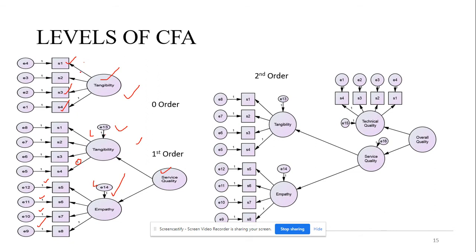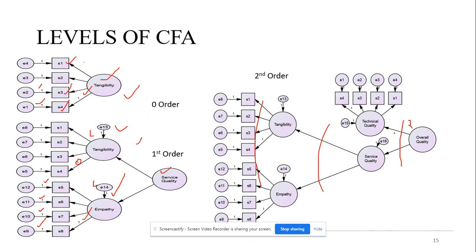In AMOS you have to make sure of this, so you can see here what is set to 1, and all of E1 to E10, E12, all the error term regression path coefficients are set to 1. And sometimes you have second order CFA. So this is zero order, this is first order, and this is second order. But still it is confirmatory factor analysis.